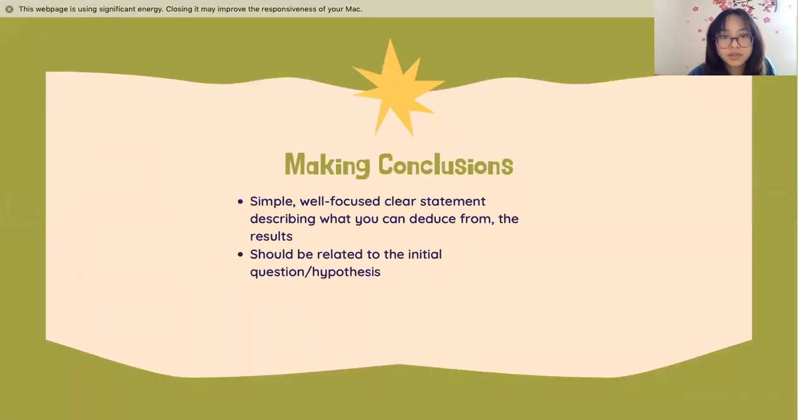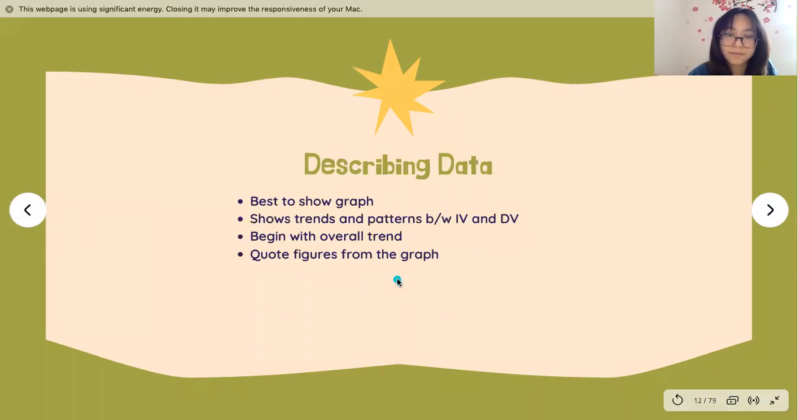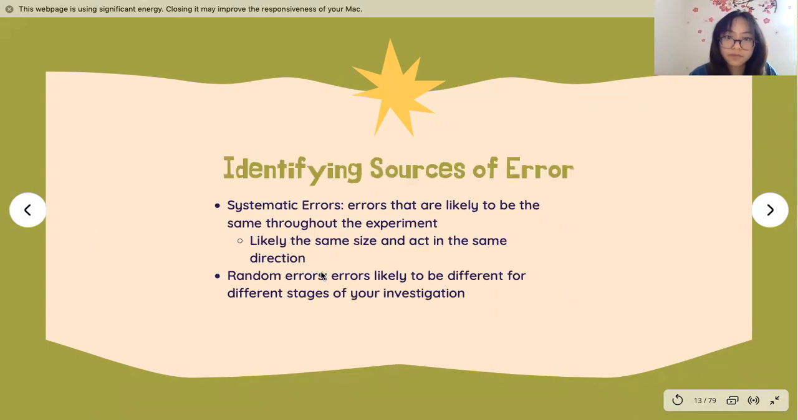So when making conclusions, it's important to have a simple and well-focused clear statement, and then it should also be related to your first question or your hypothesis. When describing data, it's best to show the graph that you created. So you want to show the trends and the patterns between the independent and the dependent variable. And then it's also very important to use numerical data from the graph.